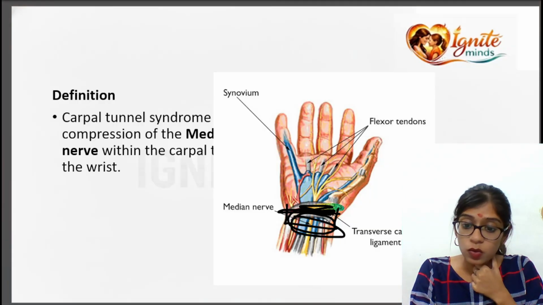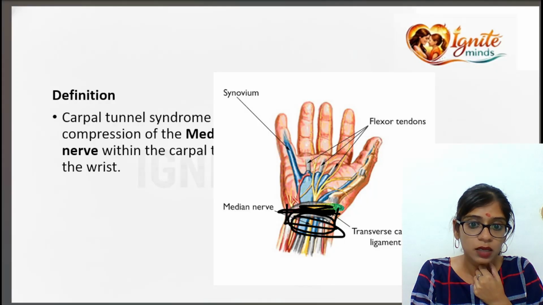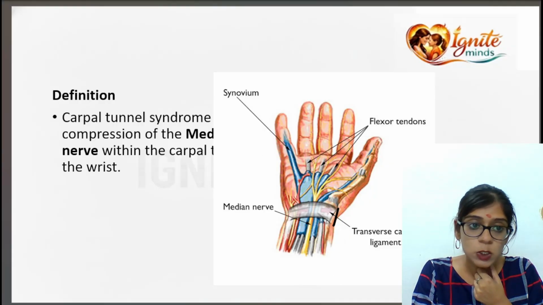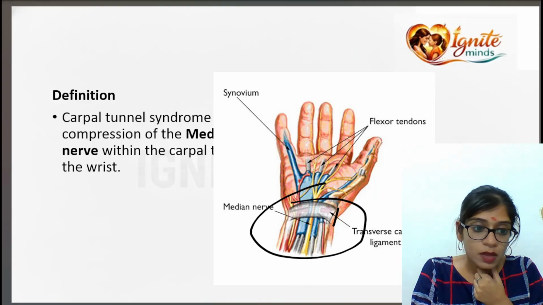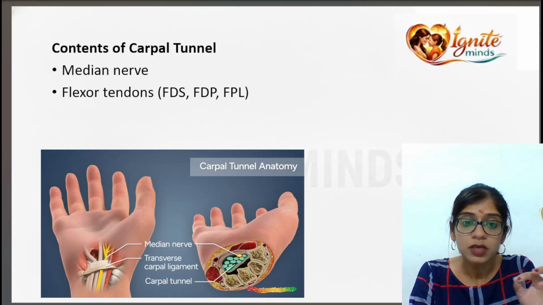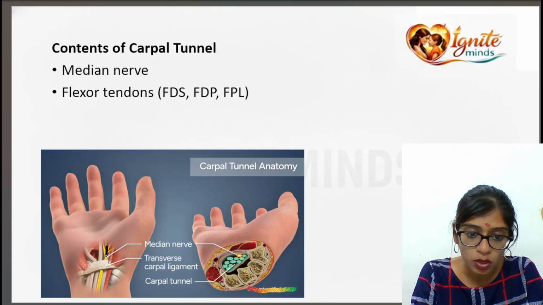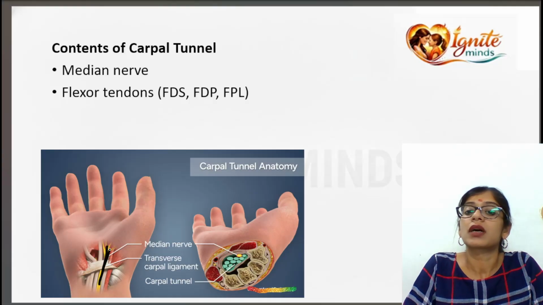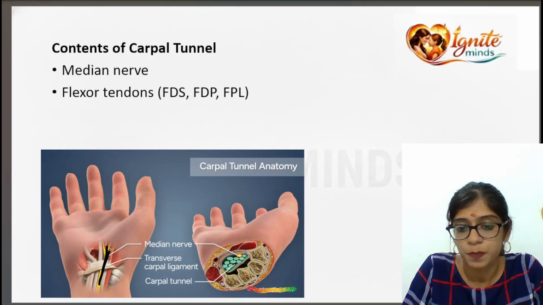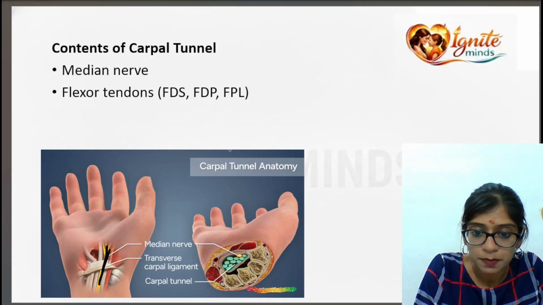Now this carpal tunnel has got structures inside. You can appreciate there are some structures right here inside. So we'll talk about that. The main structures are, we have a nerve there, this yellow color, right? That nerve in the carpal tunnel, I can call it the median nerve. Median nerve. See the second picture.